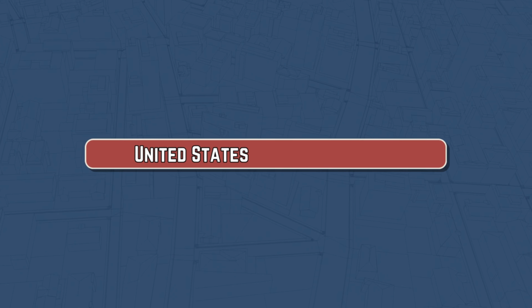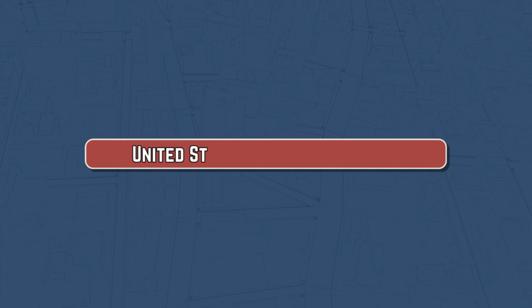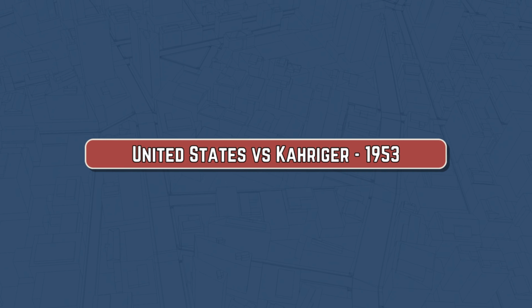In 1950, in United States v. Sanchez, the Supreme Court ruled that a tax can have a collateral regulatory purpose and effect as long as it doesn't aim to eliminate the regulated action. In 1953, in United States v. Kahriger, the Supreme Court ruled that the essential feature of a tax is to raise revenue.